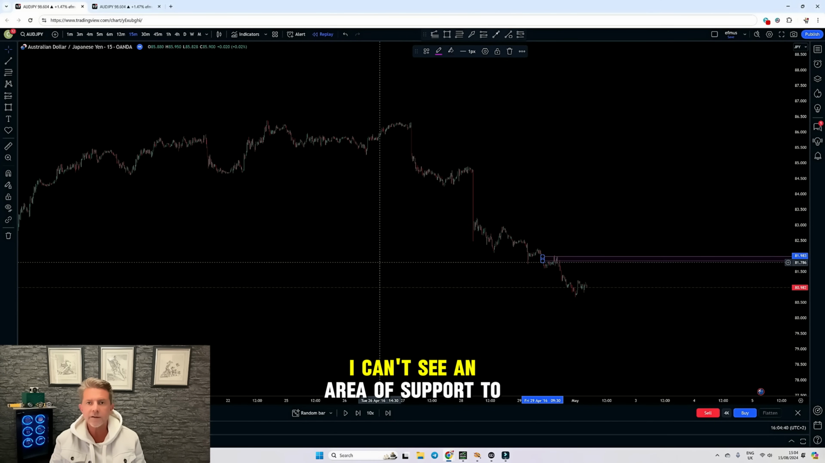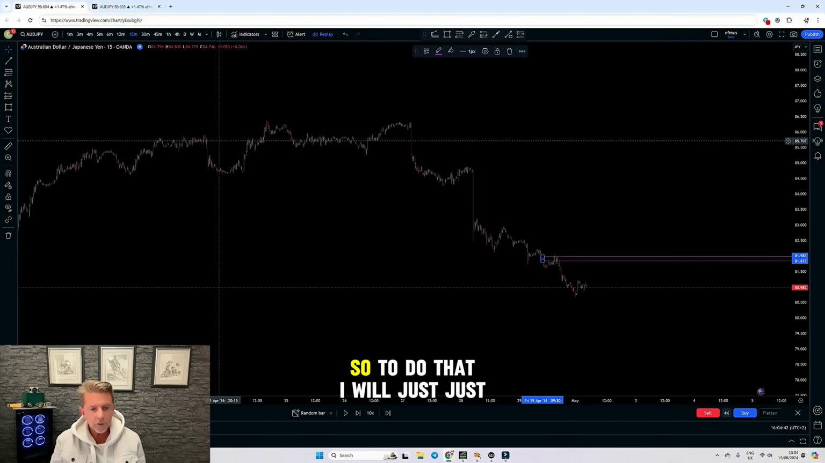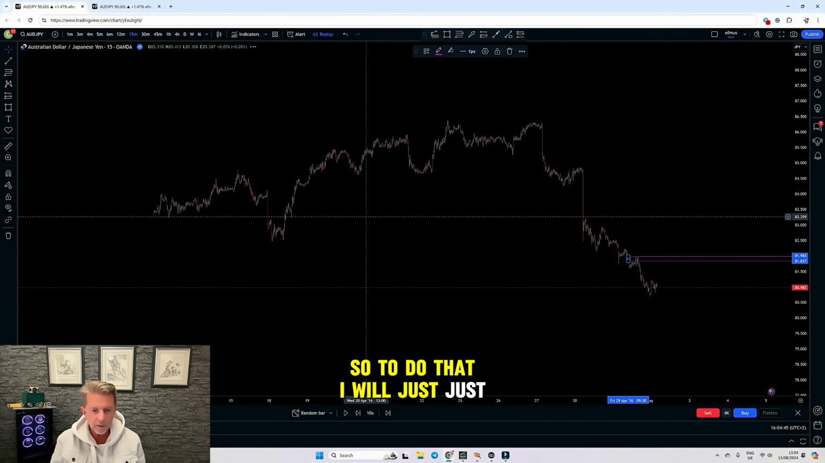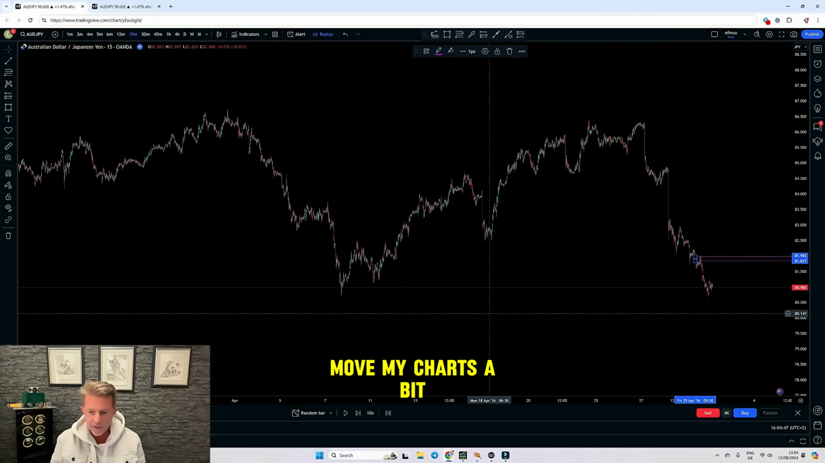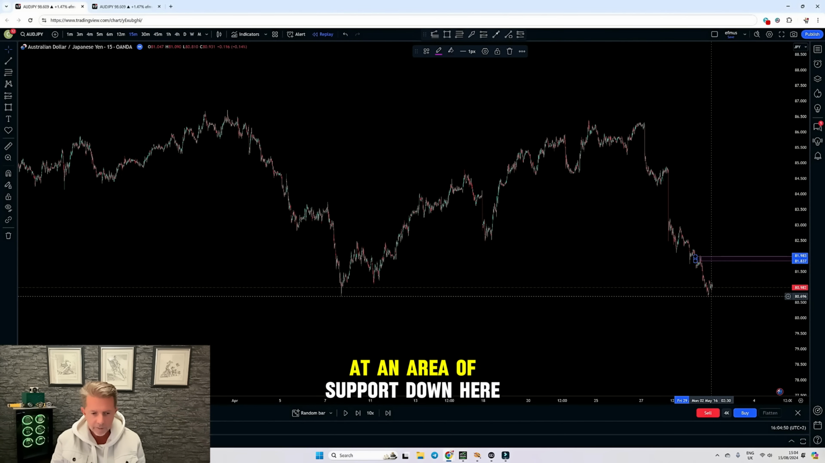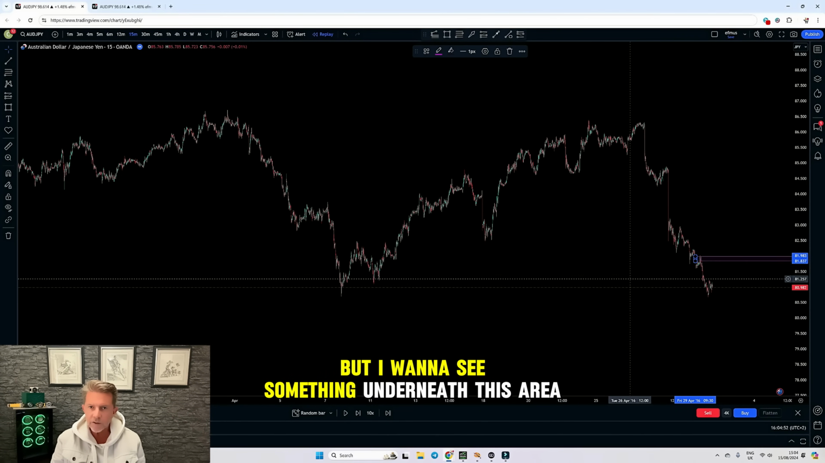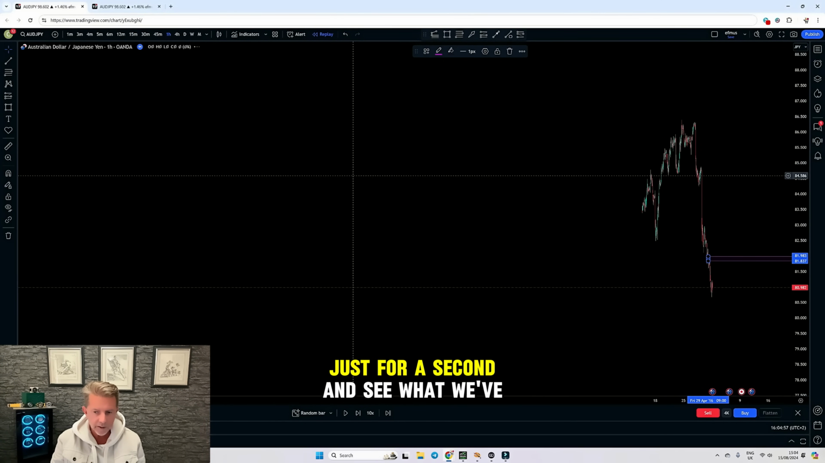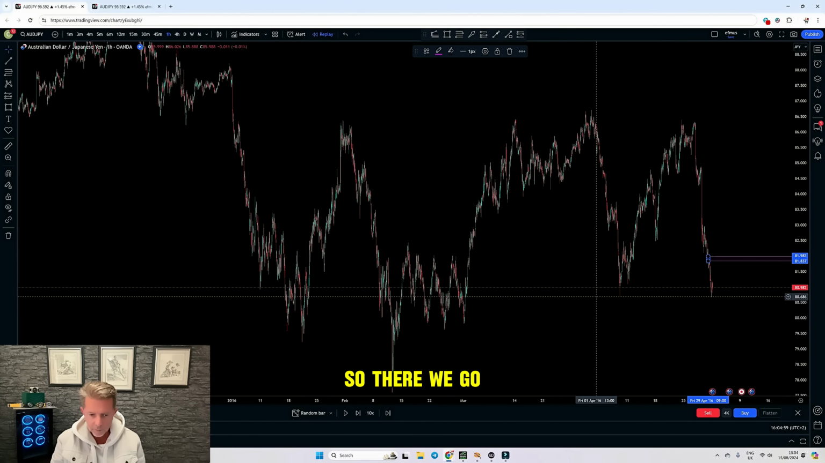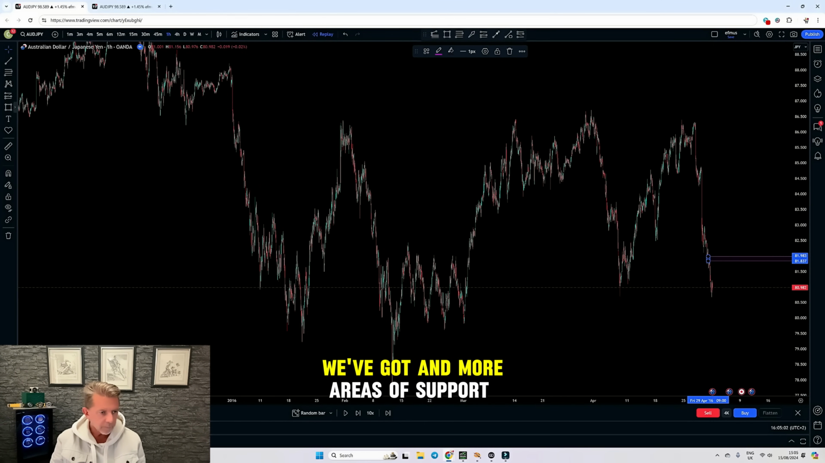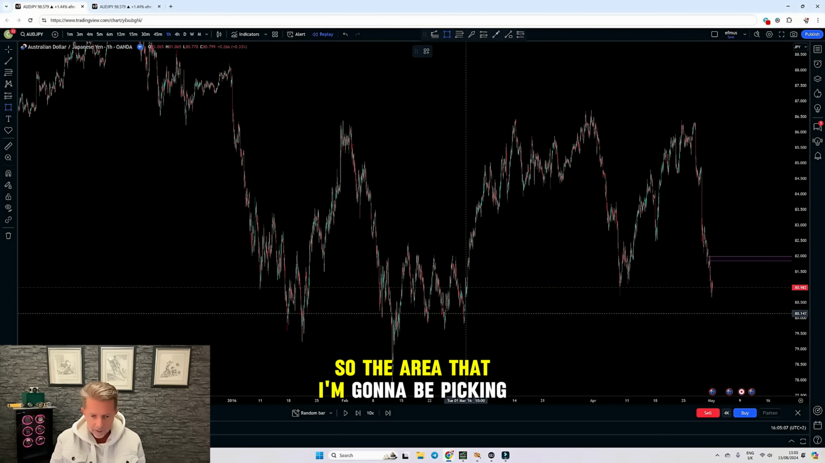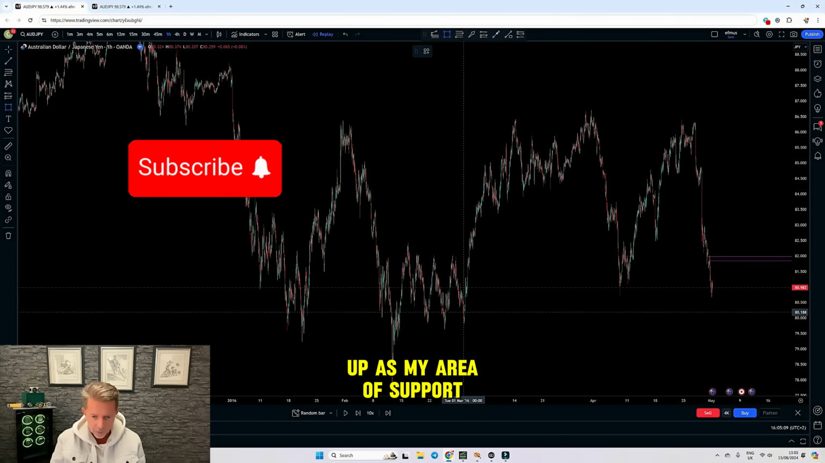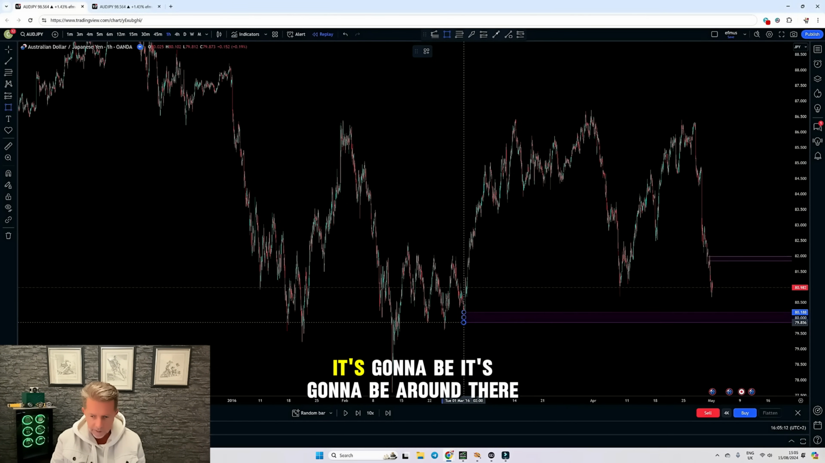But as you can see, I can't see an area of support to the left hand side. So to do that, I will just move my charts a bit, and you can see that we're already at an area of support down here. But I want to see something underneath this area. So let's move out to a 1 hour chart just for a second and see what we've got. So there we go, we've got more areas of support underneath the market. So the area that I'm going to be picking up as my area of support, if the market comes down this far, it's going to be around there.